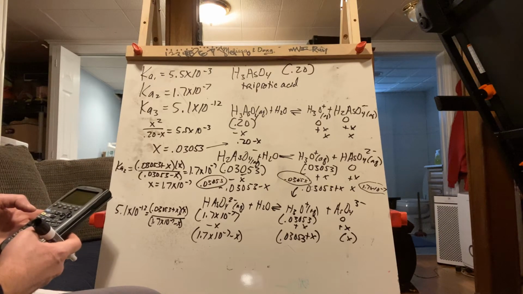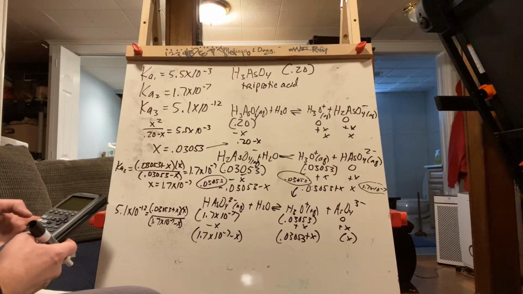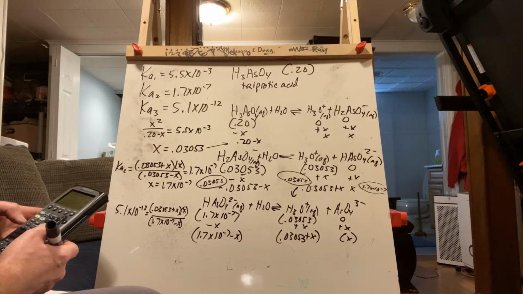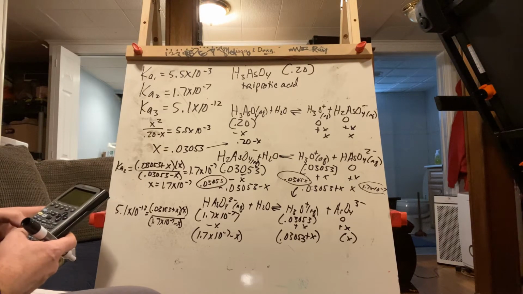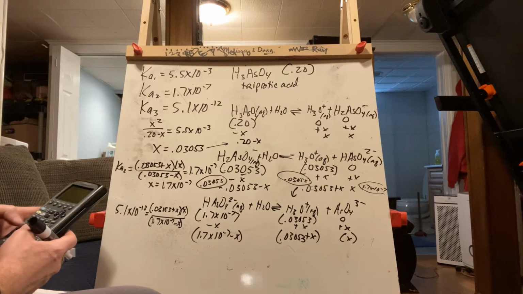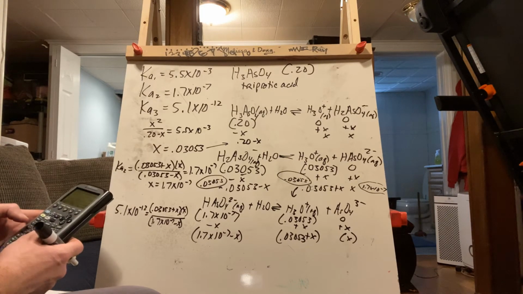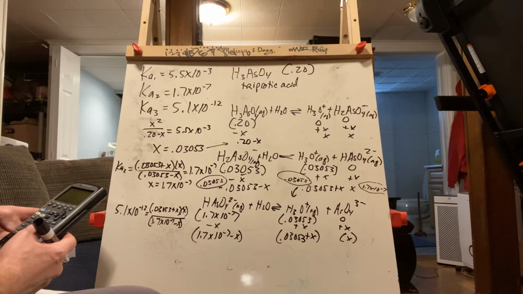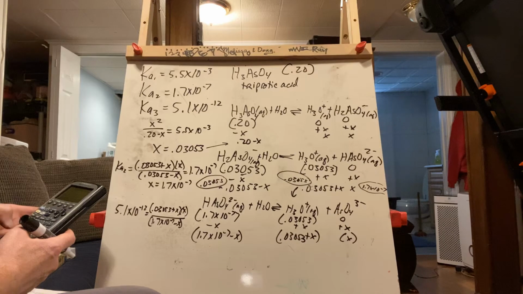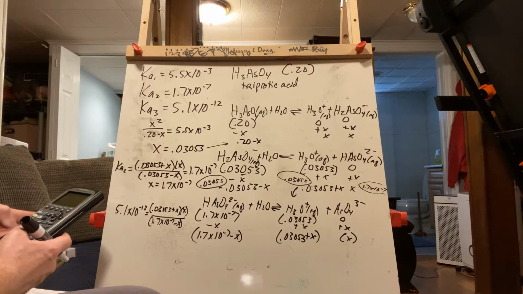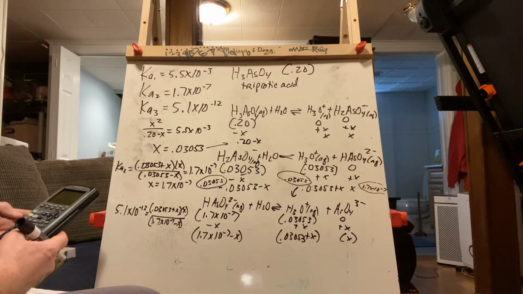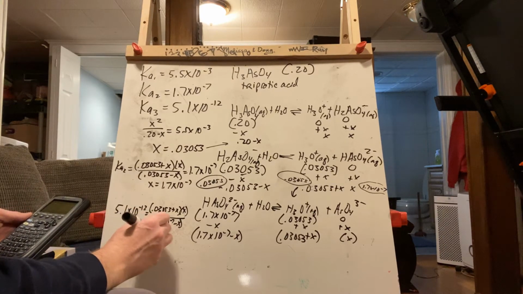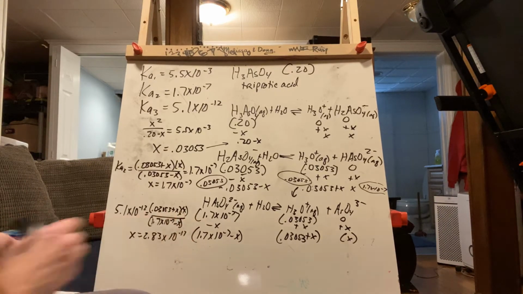Okay, F2 solve. Oh, let me do that the other way. (0.03053 plus x) times x divided by (1.7 times 10 to the negative 7th minus x), close parentheses, equals 5.1 times 10 to the negative 12th, comma, x, close parentheses, and it gives us 2.83 times 10 to the negative 17th.